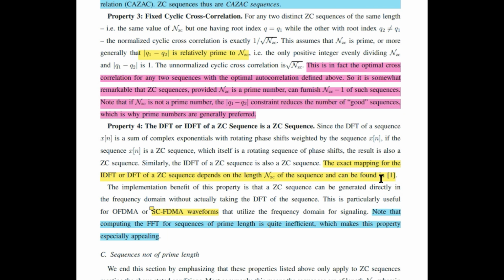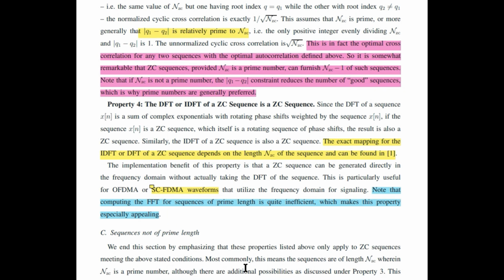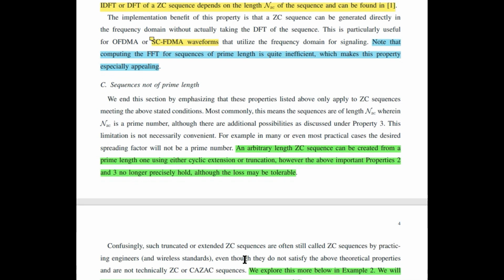So what is the benefit of DFT? Why am I doing DFT and IDFT? The answer is that a ZC sequence can be generated directly in the frequency domain without actually taking the DFT of the sequence. This is particularly useful for OFDMA or SC-FDMA, single carrier frequency division multiple access, waveforms that utilize the frequency domain. Note that computing the FFT of a sequence of prime length is quite inefficient, which makes this property especially appealing, right?